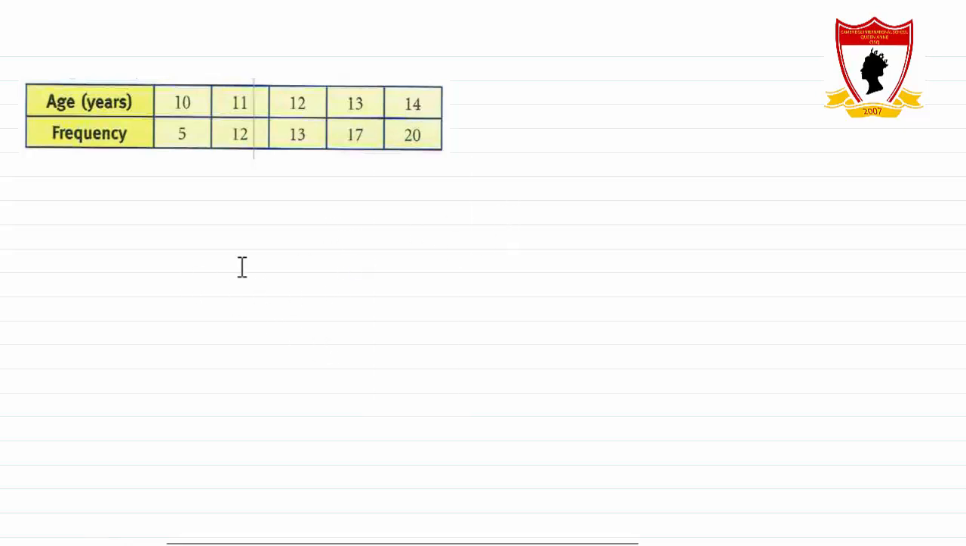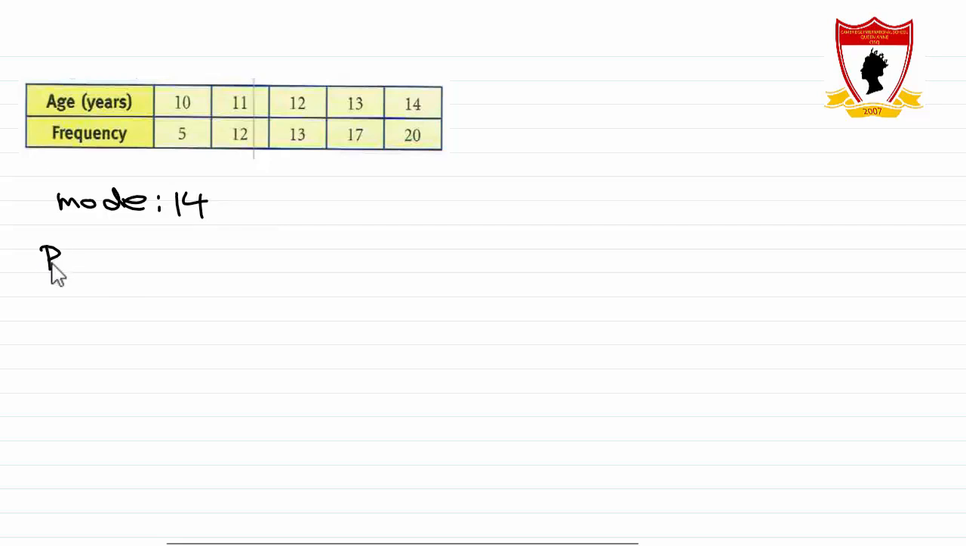Okay, the first question here, we have a frequency table and we are required to find mean, mode, median, and range. I'm going to start with the easiest one, which is the mode. The mode is the most repeated one. Frequency stands for number of repeats. 10 is repeated 5 times. 12 is repeated 13 times. As you see, 14 is repeated 20 times. That's why 14 is the mode.